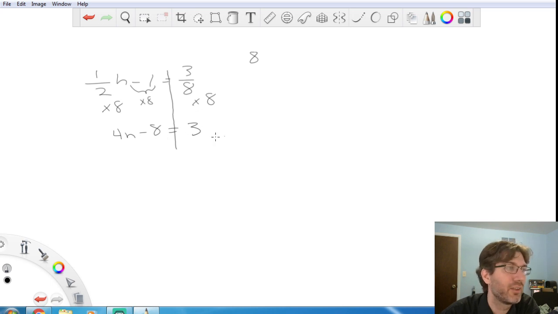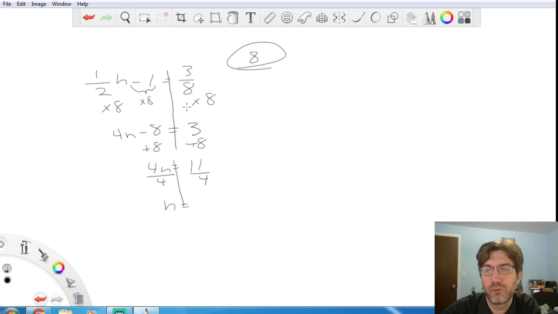And then you can solve that like you were doing yesterday. Add 8 to this side, add 8 to that side. You get 4n equals 8 plus 3. 8, 9, 10, 11. Divide by 4, divide by 4. And n equals 11/4. But your answer here is actually 8.